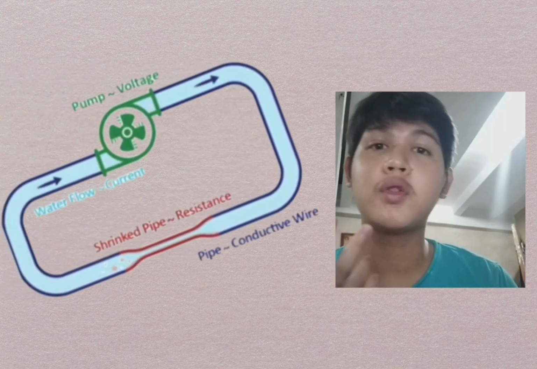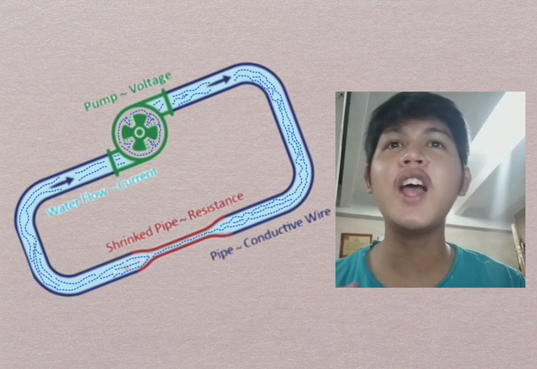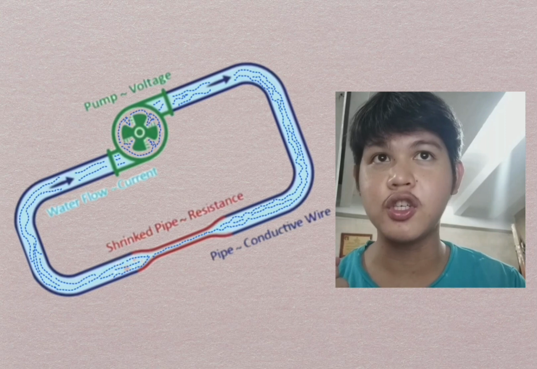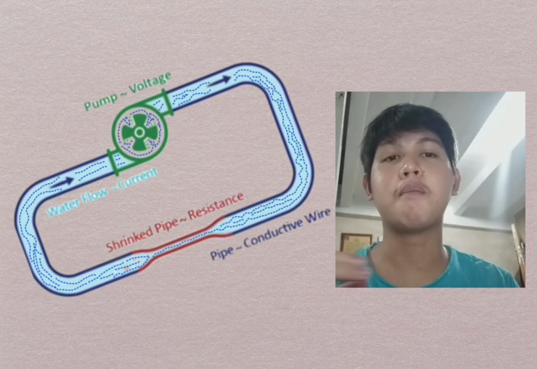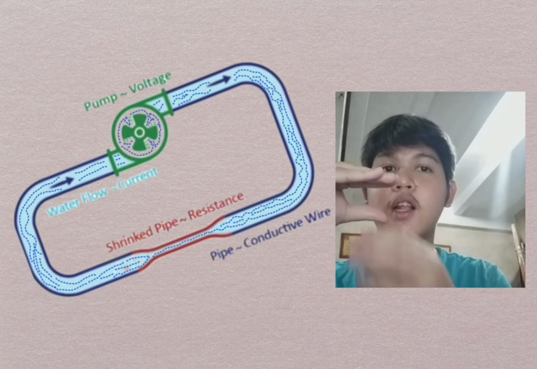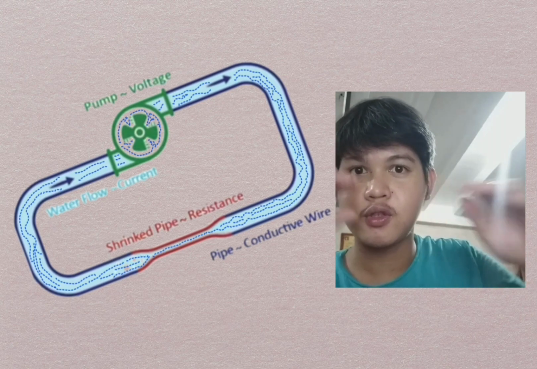Let's take an example, water flowing through a pipe. The higher the pressure, or the voltage, the more current flows. But the narrower the pipe, the less current flows.